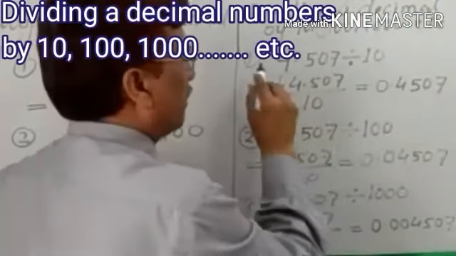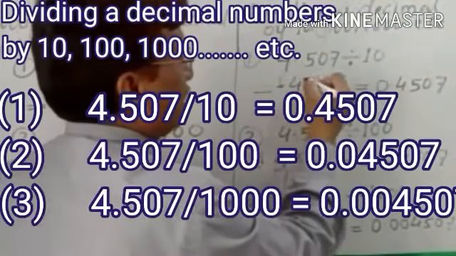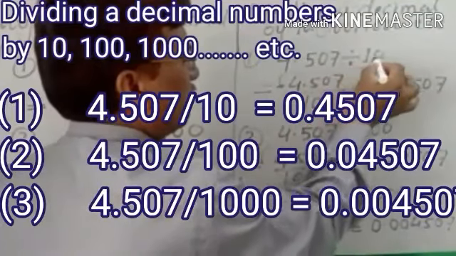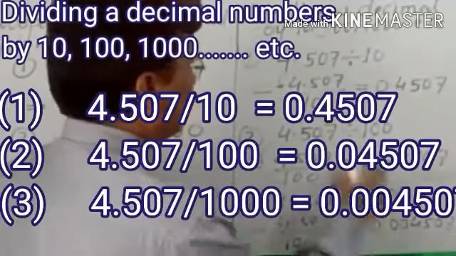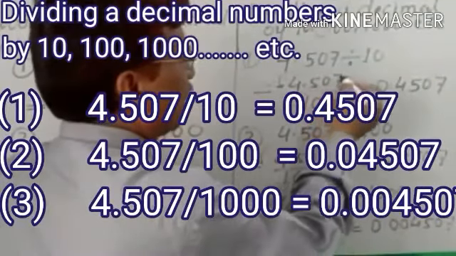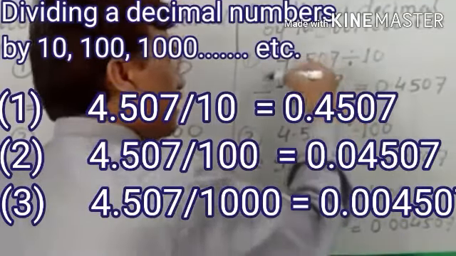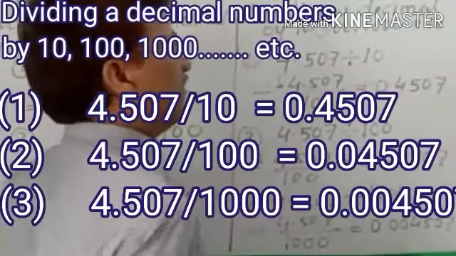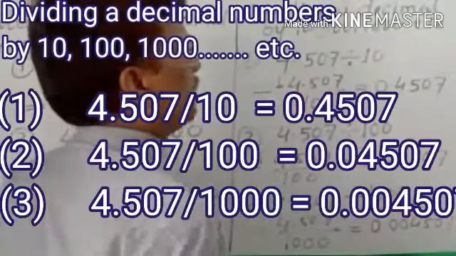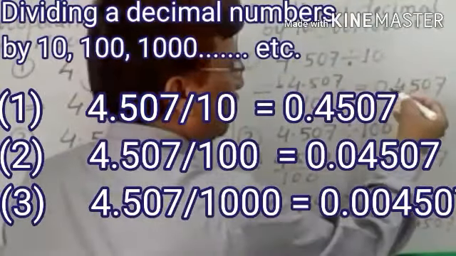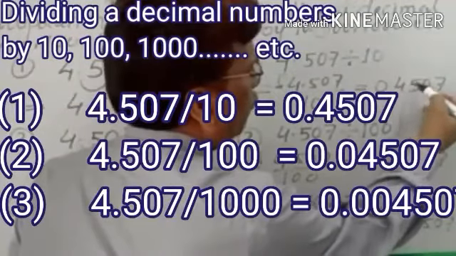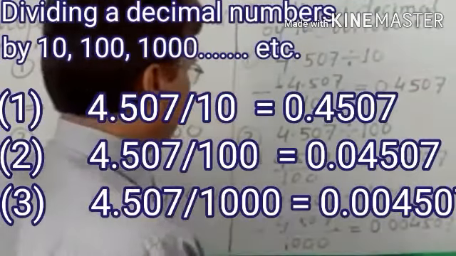Dividing a decimal by 10, 100, 1000. We take an example. If we divide 4.507 by 10, 4.507 upon 10, decimal will shift to the left by 1 place. If we divide 4.507 by 10, it becomes 0.4507.